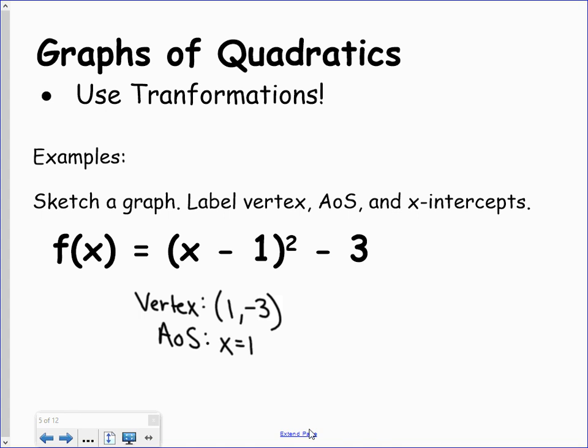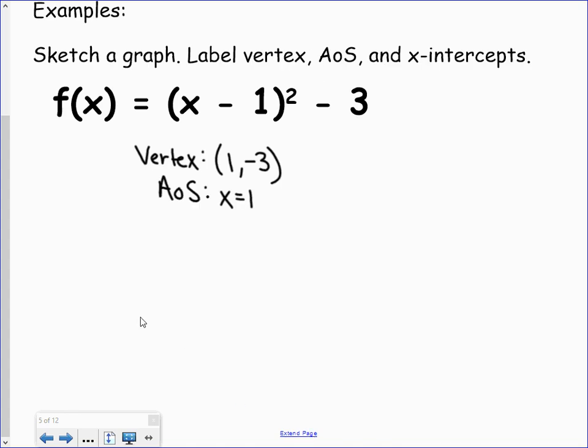And then we're also asked to find the x-intercepts. How would you find the x-intercepts? Set f of x equal to 0. So 0 equals x minus 1 squared minus 3. And then solve for x. So think about some steps you'd take to solve for x. First, you would add 3. So 3 equals the quantity x minus 1 squared.